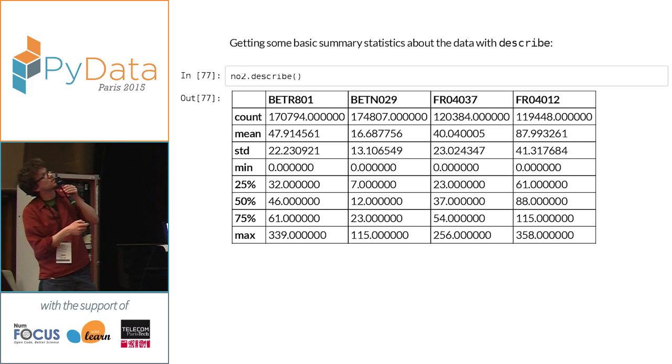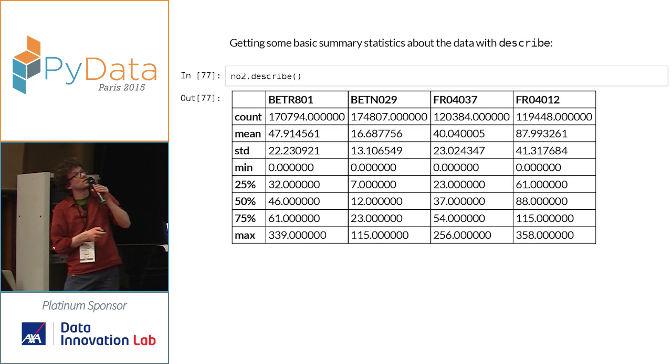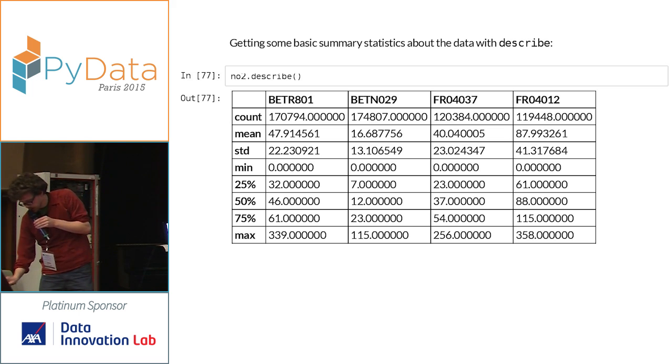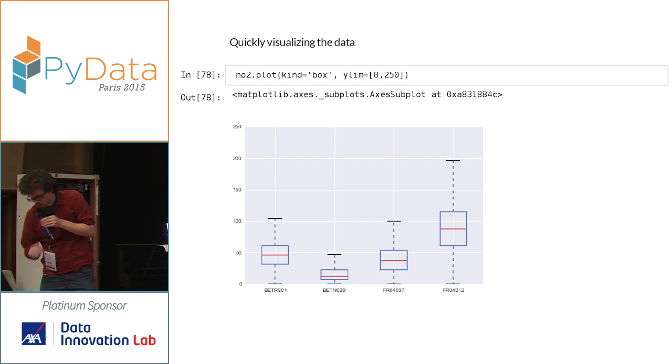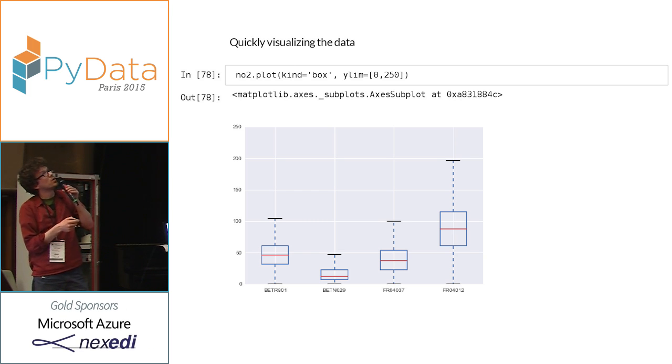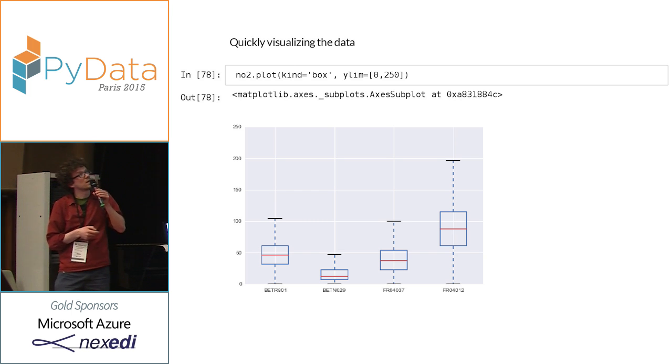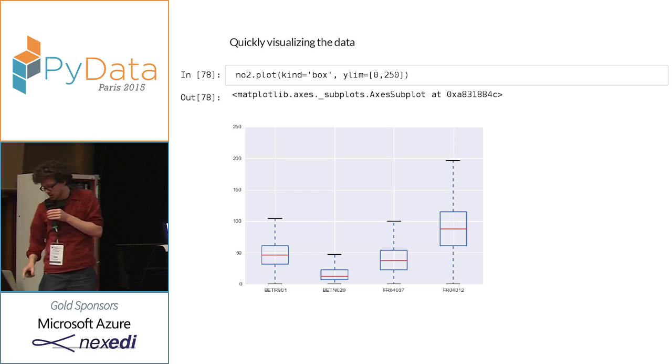I also already explained the describe function. You can quickly see, for example, that this station here has the highest mean pollution levels. It's, by the way, logical because this is a traffic site station here in Paris. Quickly visualizing some data, one of the plotting methods also available on the data frame is the box plot. So you can see here again, this is the station with the highest values.